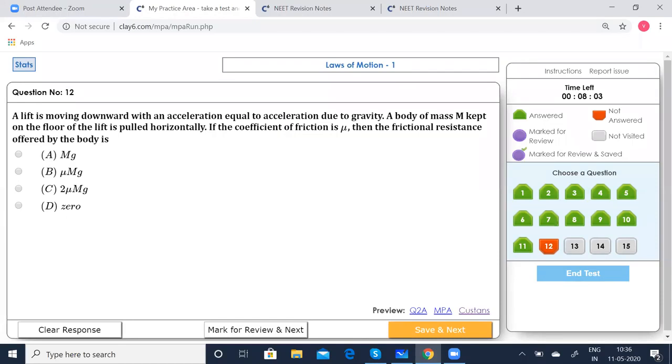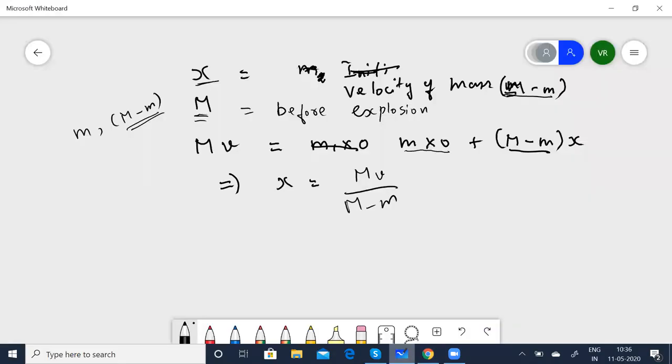A lift is moving downward with an acceleration equal to acceleration due to gravity. A body of mass m kept on the floor of the lift is pulled horizontally. If the coefficient of friction is mu, then the frictional resistance offered by the body is? Of course, this is another problem related to friction, but I have given you an intro, so it is just an easy problem related to the introduction of friction only. So quickly let us solve this. Okay, let me clear this.